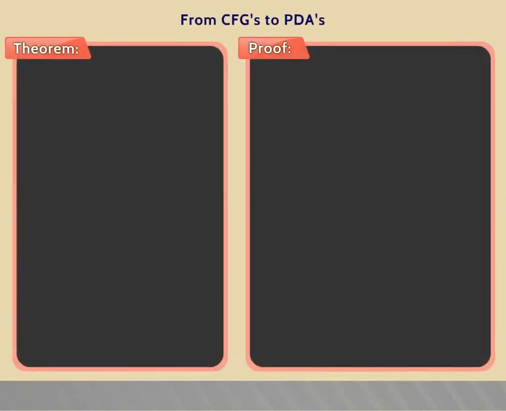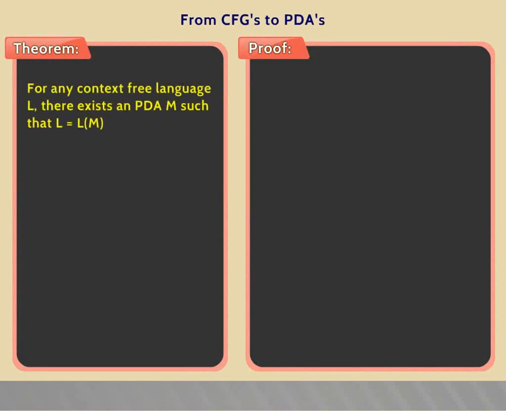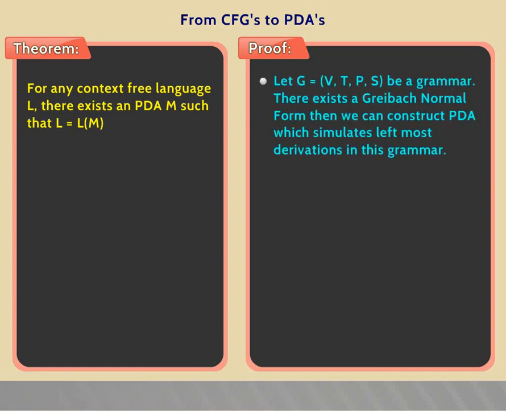From CFGs to PDAs. Theorem. For any context-free language L, there exists a PDA M such that L = L(M). Proof. Let G = (V, T, P, S) be a grammar. Assume it is in Greibach normal form. Then we can construct a PDA which simulates leftmost derivations in this grammar.